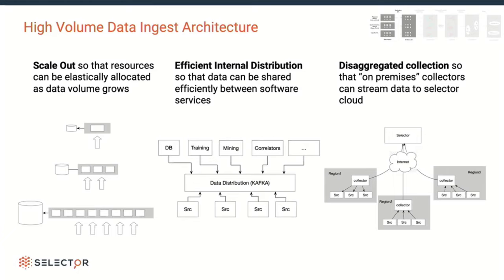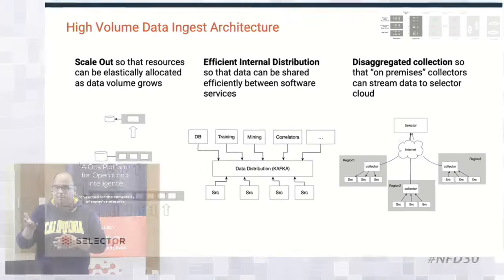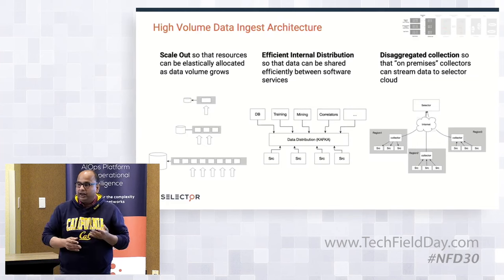So we have a Kafka bus running where all the data comes in. We dump into Kafka, and then all our applications just suck out of Kafka. Right? So this is, again, we put a bet on Kafka. And the second is the disaggregated collection of data.